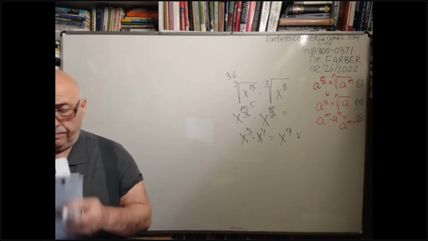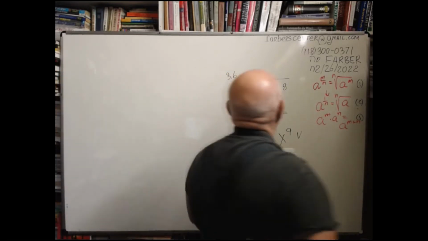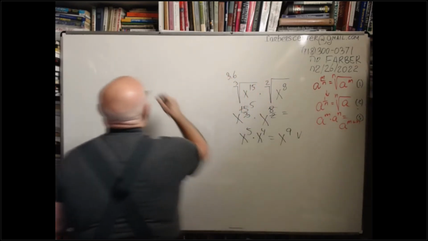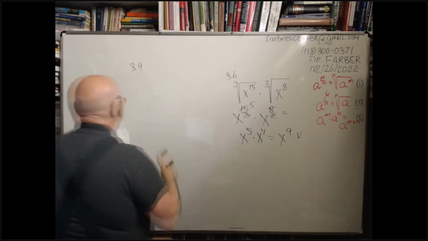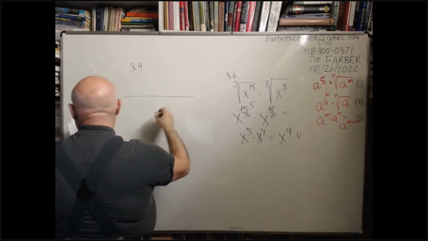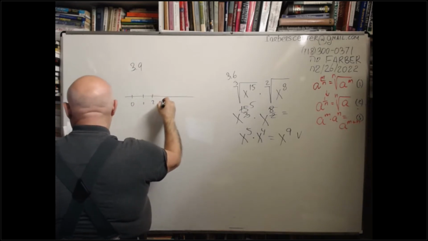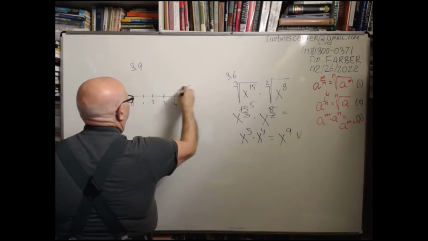Okay, 3.9. In 3.9, I don't use too much space here or over there. They have a few graphs. Let's illustrate this one graph. This is 0, 1, 2, up to what? 3, 4, 5. And we have data.